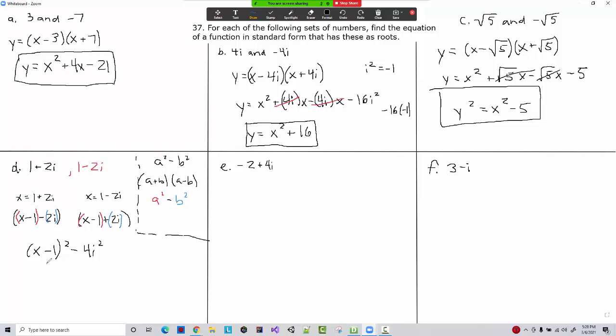Again, another difference of squares. So this will be x squared, and this will be minus 2x. Negative 1 times negative 1 is plus 1. And keep in mind here, we said that i squared equals negative 1. So negative 4 times negative 1 is plus 4. So my polynomial becomes x squared minus 2x plus 5.